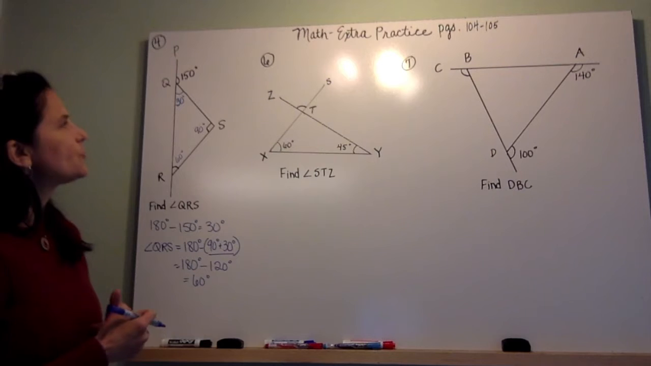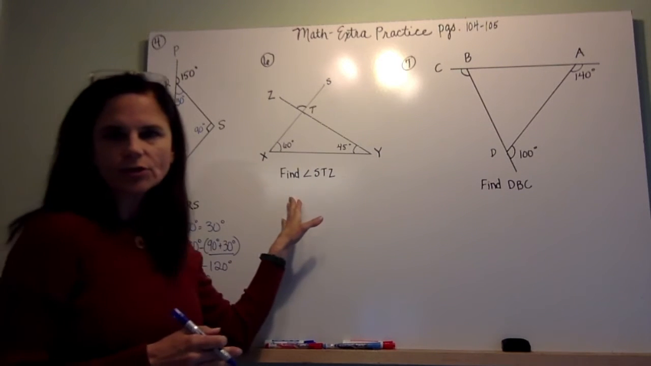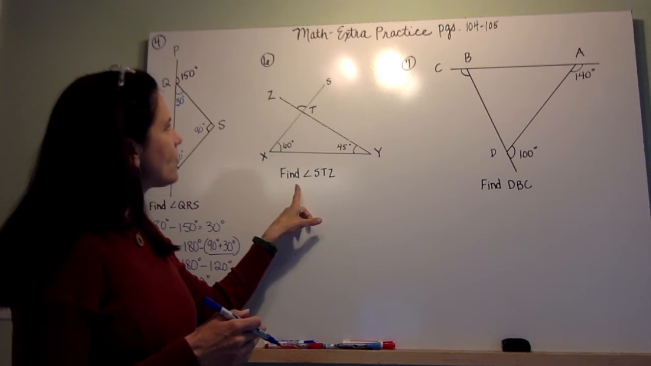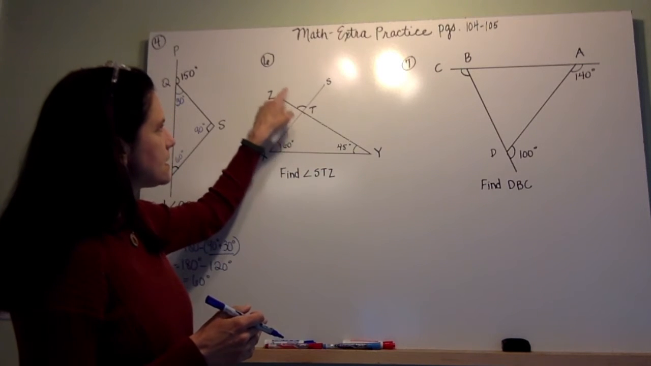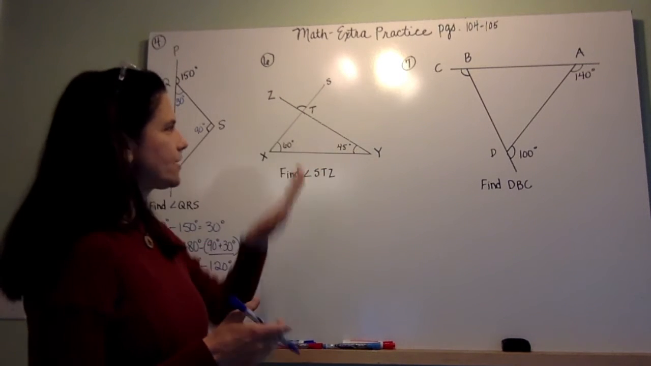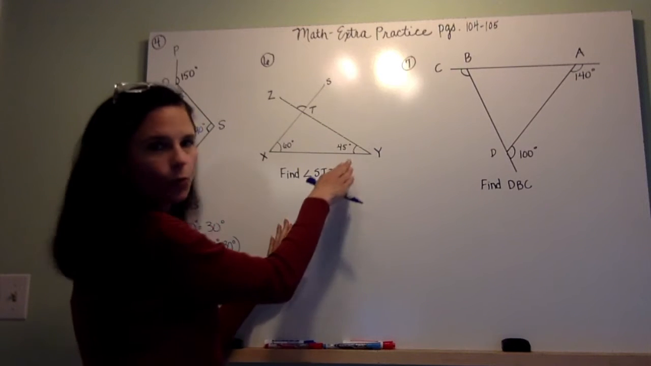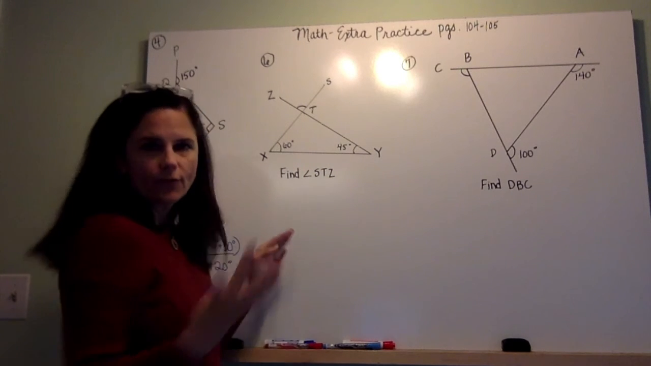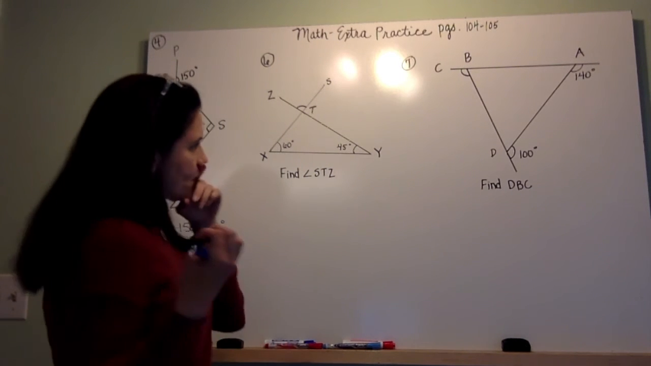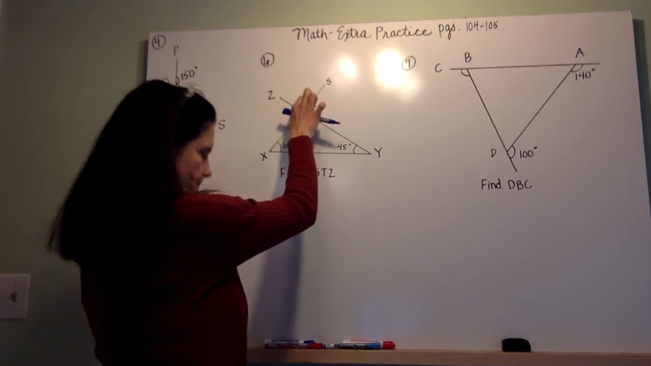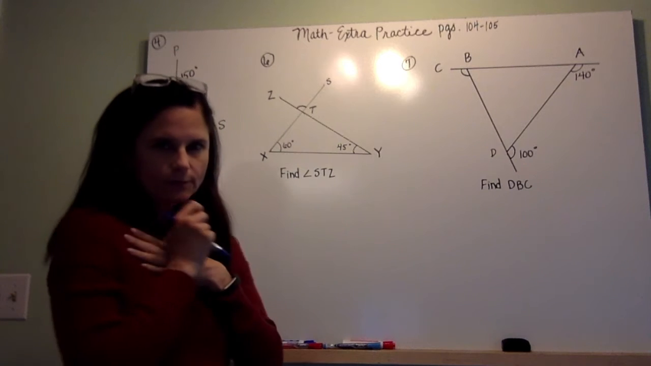Okay, moving on. Let's move on to number 6. This is an interesting triangle here. So we're asked to find angle STZ, this angle outside of the triangle. Okay, so let's take a look at what we have here. We have inside the triangle, we're given two of the three angles. So we need to use the triangle to help us find this angle outside of the triangle.